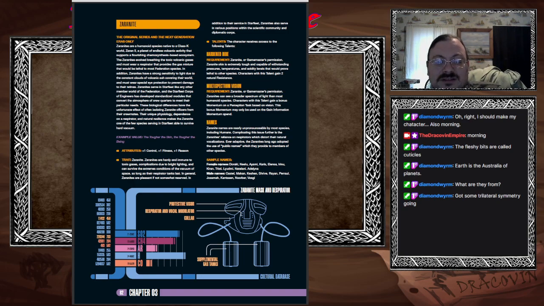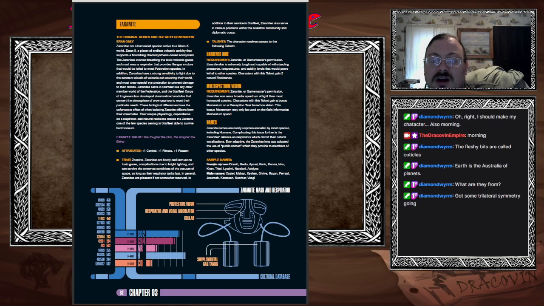Control, fitness, and reason. They're hardly immune to toxic gases. They hate bright lighting. They're able to survive the extreme conditions of the vacuum of space as long as the respirator tanks last. And they're resilient, if somewhat reserved. They also serve in the scientific community and the diplomatic corps.